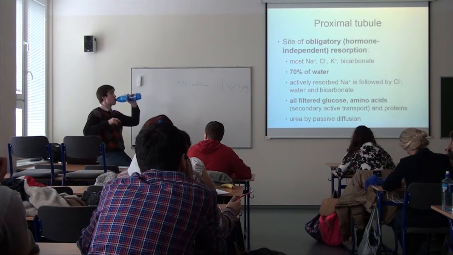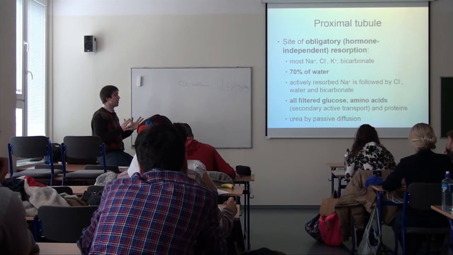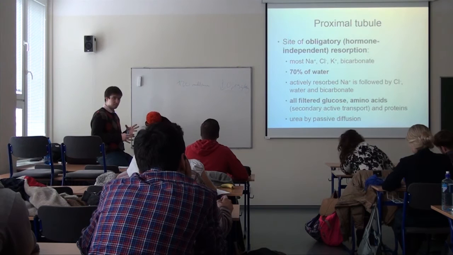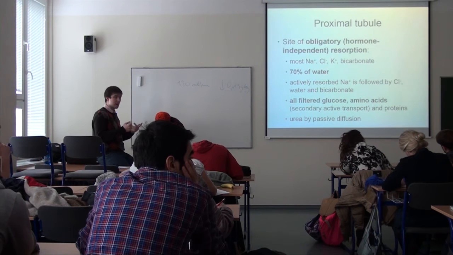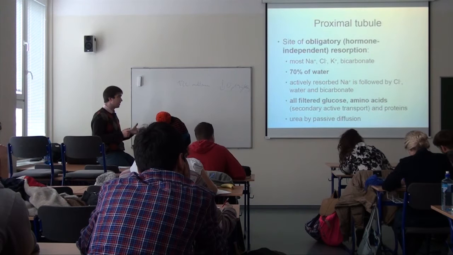We have 60%, so if you have 70 kilograms, we have 42 liters. Yes? So in our body, we have 42 liters, and every day we produce 160 liters of primary urine. So without resorption, you will lose your overall water in 6 hours. Yes? So this you cannot do. It means that the majority of primary urine has to be reabsorbed. Yes? And proximal tubule is the place that does the majority of this resorption.